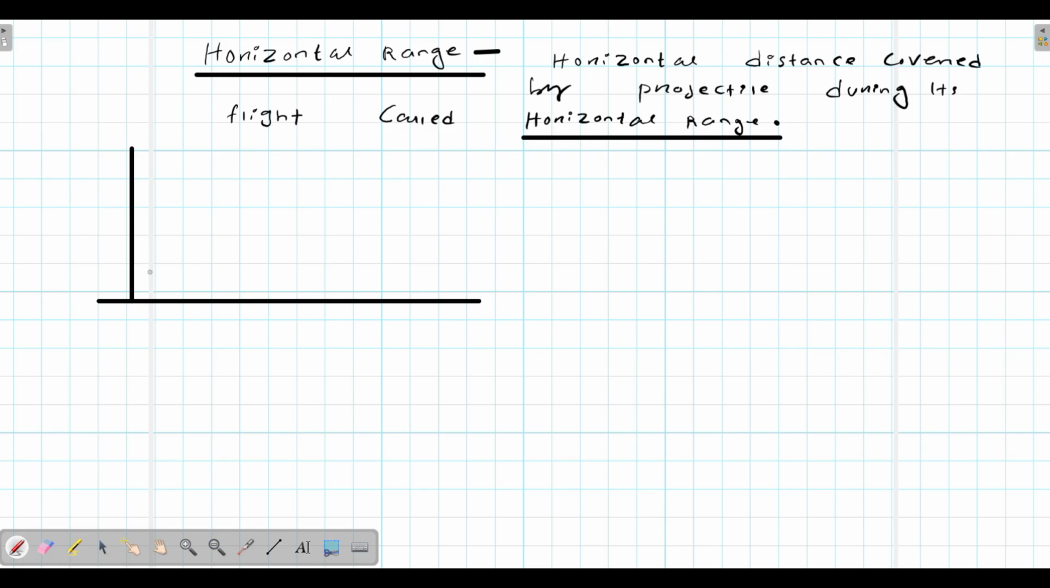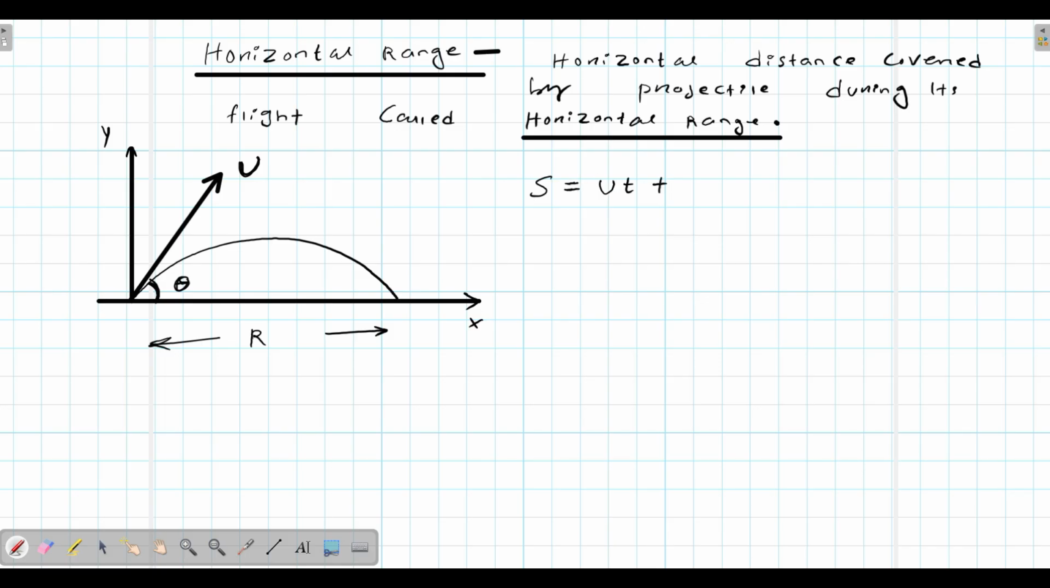So this is x, this is y. A body is projected with speed u. The angle of projection is theta. Horizontal range is R. So we have to find this horizontal range. S equals ut plus half at square.